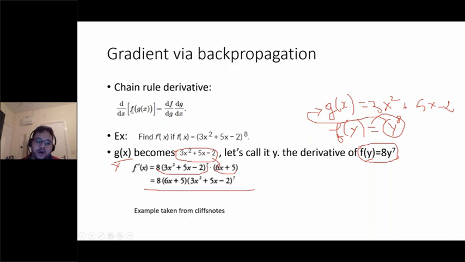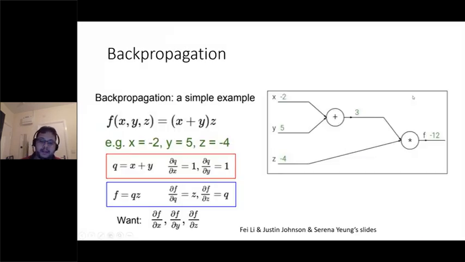When we have combined functions like this one, it makes things very easy. The derivative is computed in a fast way. So back to the equation again. Let's say we have this graph. We call this graph a computational graph.